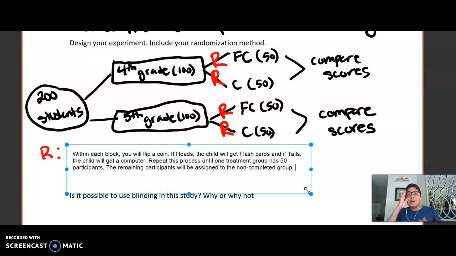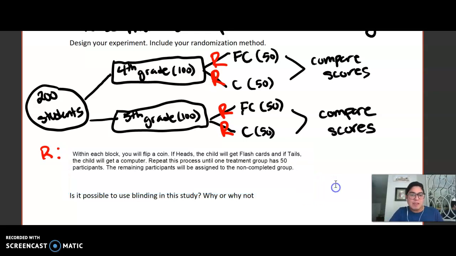All right, do we have some element of randomness? Yep, we're flipping a coin. We've distinguished that heads will get flashcards, tails will get computers. Once one group hits 50, everyone who's left over will go to the other group, and I've specified that this is happening within each block. So that would be our randomization method there.